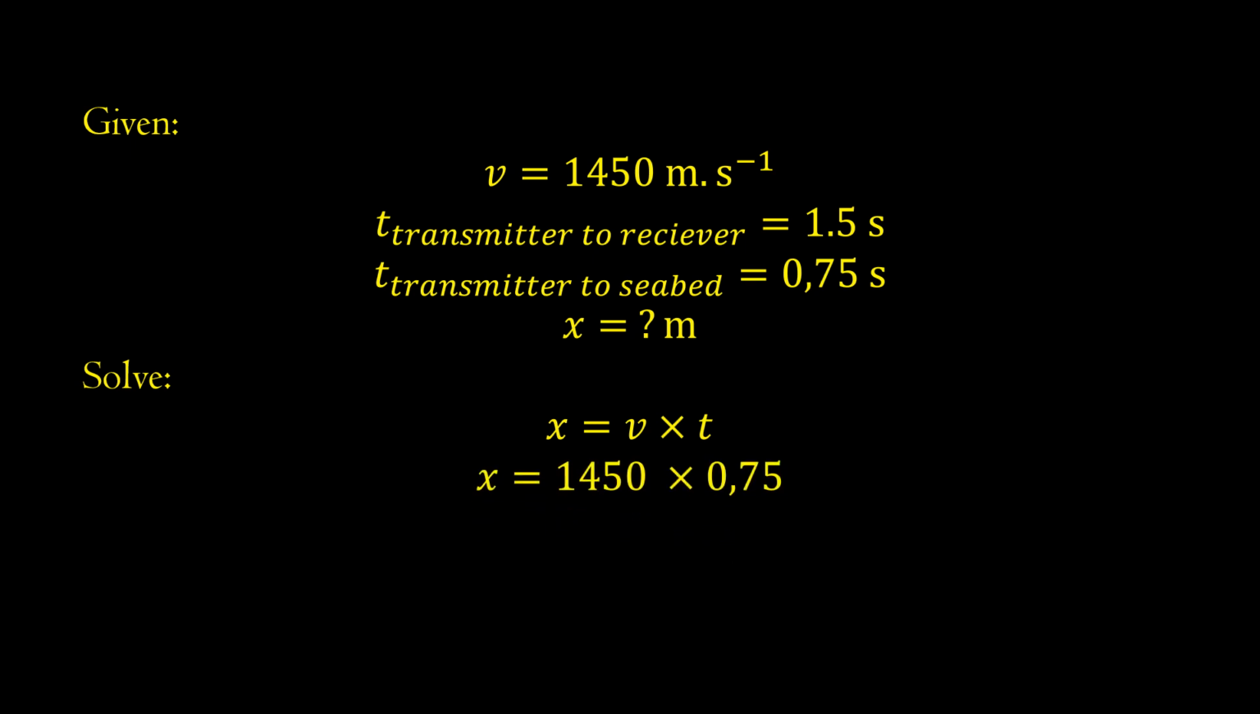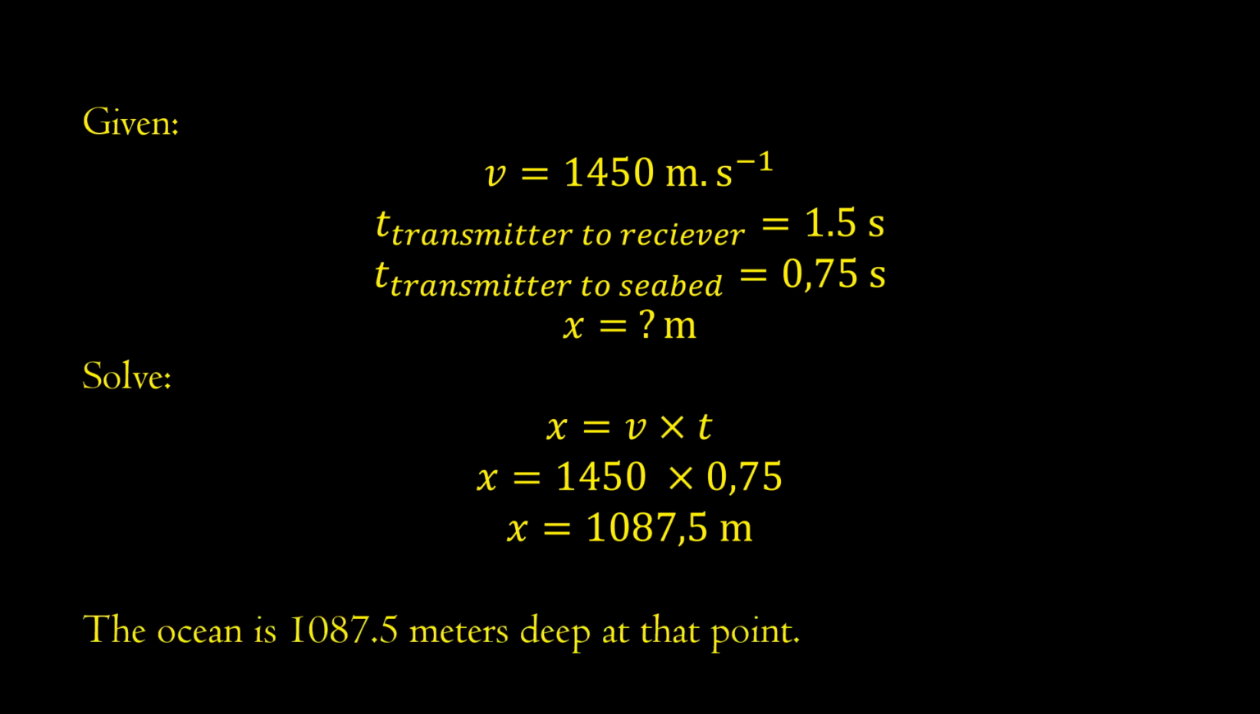Substituting the known values of the speed, which was 1450, and the time taken for the sound wave to travel from the ship's transmitter to the seabed, which we determined as 0.75, we have that the distance x equals 1450 multiplied by 0.75, right? And this means that the ocean at that point is 1087.5 meters.